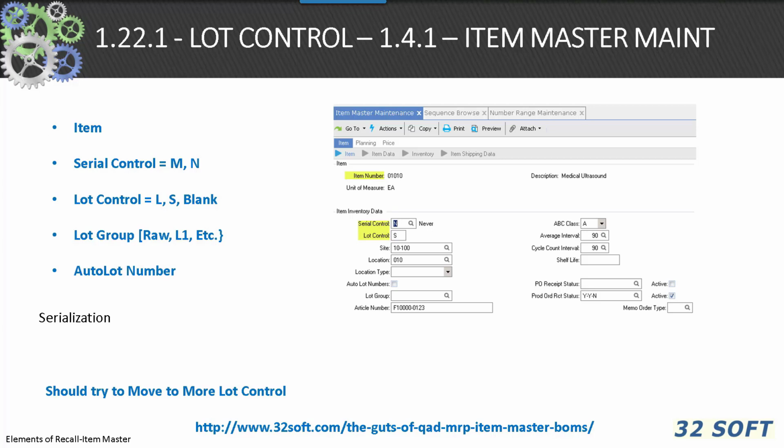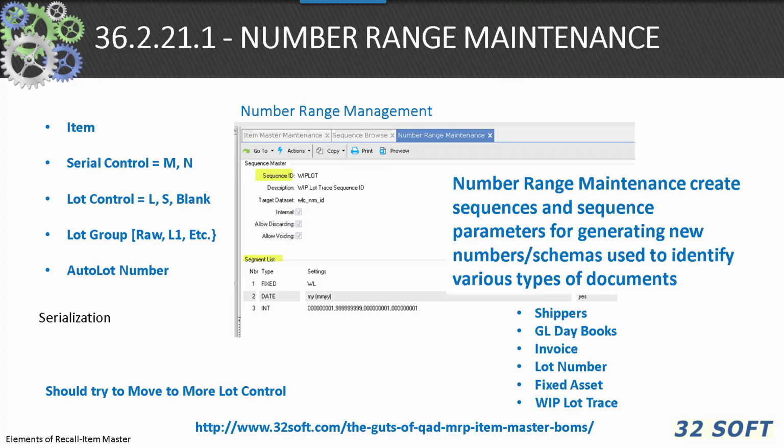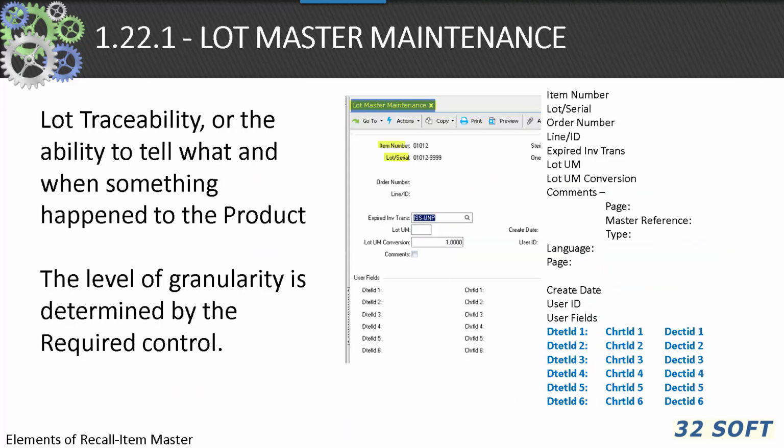We've covered the item master file. If you're going to deal with lot numbers, you're going to have to learn how to use 36.2.21.1 lot or number range management. Number range management creates sequences and sequence parameters for generating numbers or schemas for shippers, day books, lot numbers, fixed assets, etc.